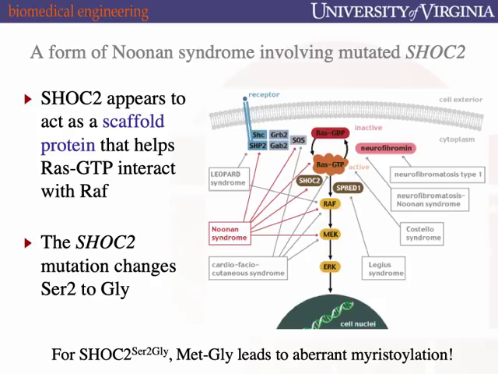And what SHOC2 does is scaffold RAS, the GTP-loaded form of RAS, the active form of RAS, with the first MAP kinase kinase kinase, that upper tier on the signaling cascade. The mutation in Noonan syndrome patients that relates to, yes, question.